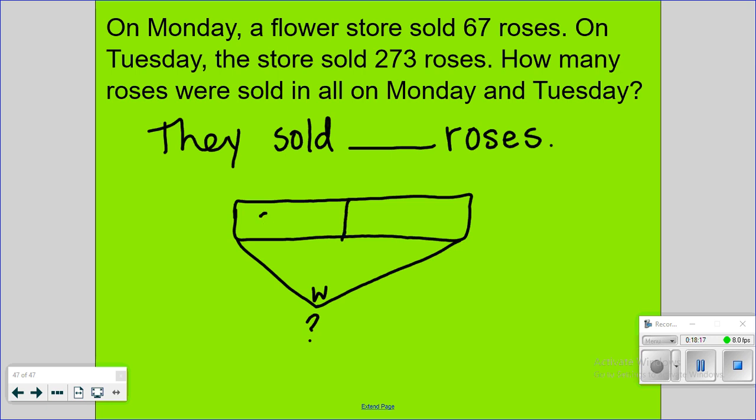So we know on one day they sold 273. I put that in its own box because it's its own day. What about the other day? Because it says Monday and Tuesday. Ashlyn? 67.